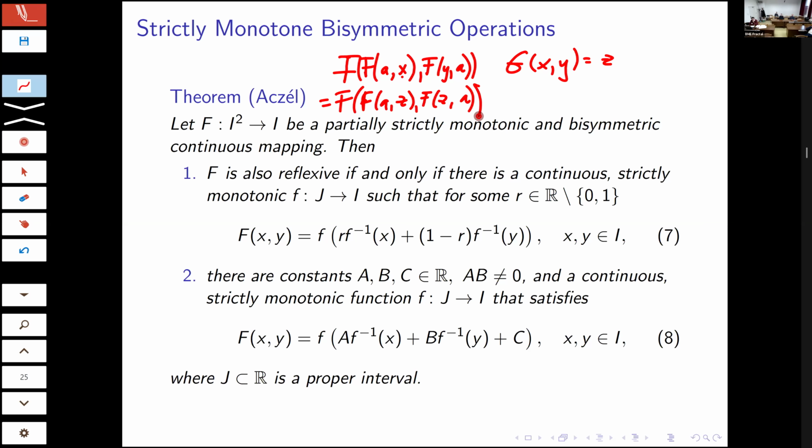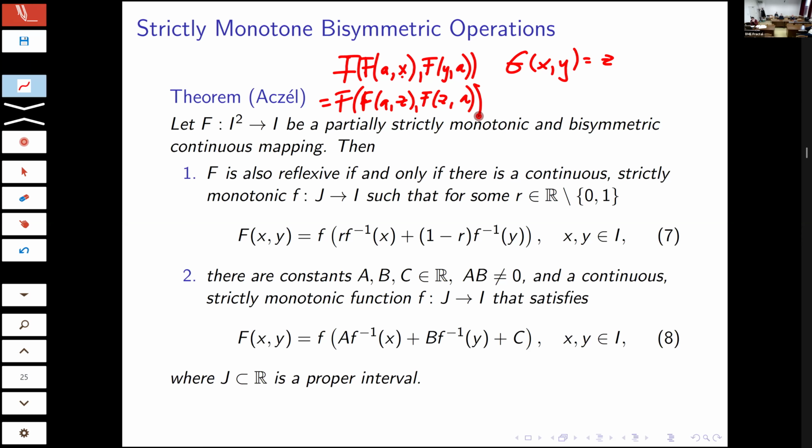It would be nice, but all in all, what he proved with this G, he can have the quasi-arithmetic mean expression, and turning it back, it turns out that there exists an F, which is a one-variable function, strictly monotone or strictly increasing, continuous, and there exists an R which is not 0 or 1, so that this weighted quasi-arithmetic mean expression is true. So it's okay. The other one, there exist some constants.